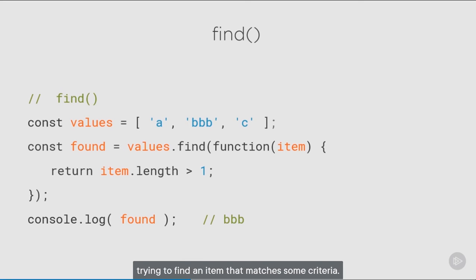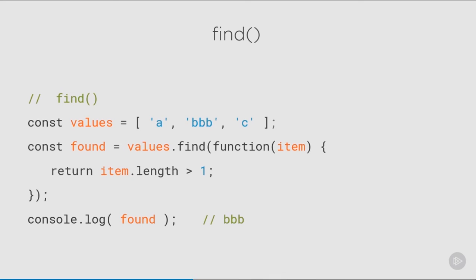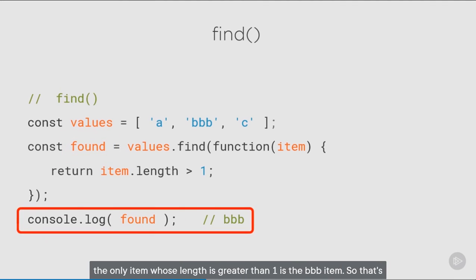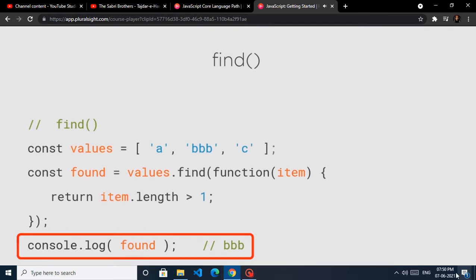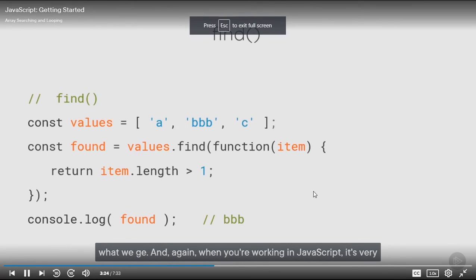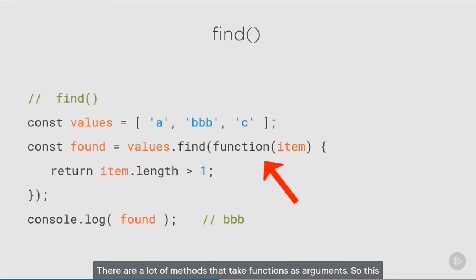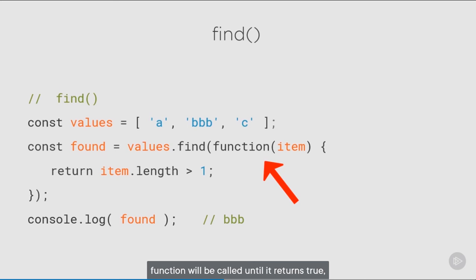And we're trying to find an item that matches some criteria. So we want to return true or false. If the item.length is greater than 1, we'll return true. And then that value will be stored in the found variable. When we log out found, the only item whose length is greater than 1 is the BBB item. So that's what we get. And again, when you're working in JavaScript, it's very common to be passing functions around like this. There are a lot of methods that take functions as arguments. So this function will be called until it returns true, in which case we found our item.